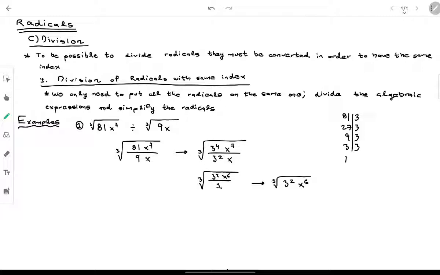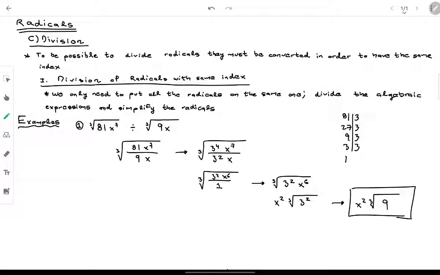So let's see if it's possible to take out something. I can take out an x squared because 6 divided by 3 is 2. The 3 squared will stay inside because it's not possible to take it out since the power is smaller than the index. So my answer is going to be x squared that multiplies the cubic root of 9. And that will be my answer.